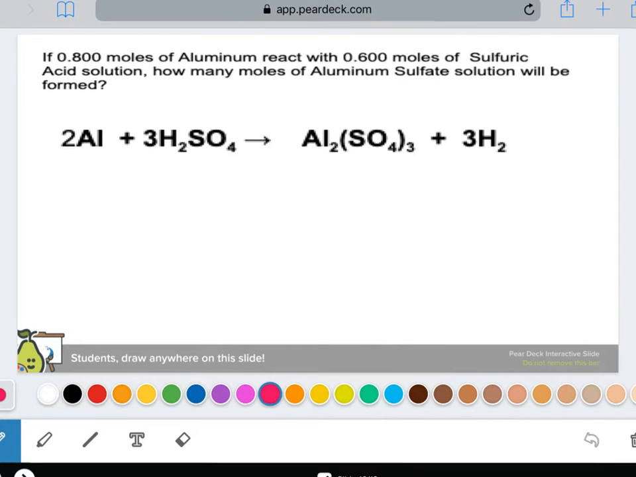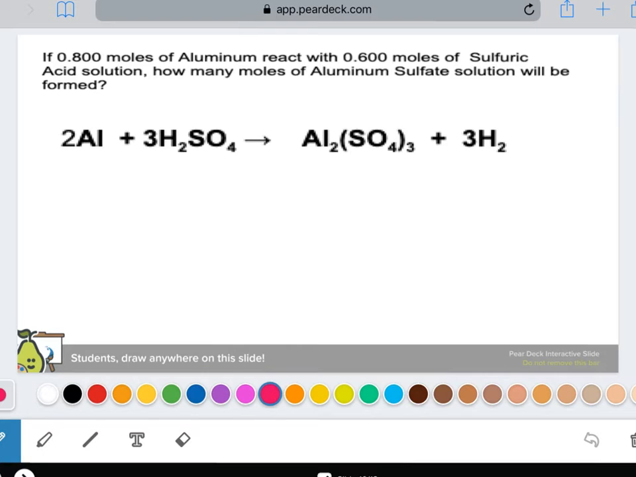So this one is going to be a little bit different because I'm going to be given the amount of 2 different reactants. I've got a balanced equation, everything's in moles, but this one is going to be a limiting reactant problem, and I'll show you in just a minute how you can tell that. And I'm going to do this in 2 different colors.